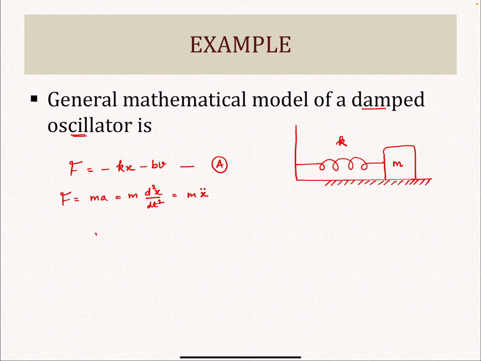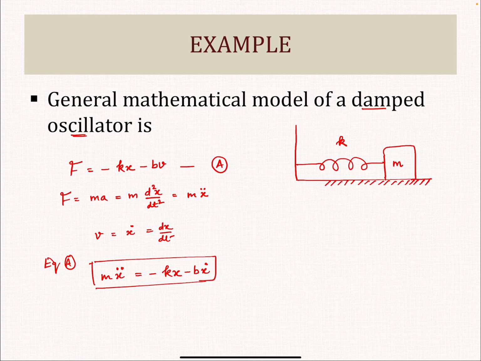And similarly we know v equals x dot, again that is dx by dt. So first of all we have changed some notations into x dots. Now equation A can be written as m x double dot equals minus kx minus b x dot. So in this way we have written equation A.